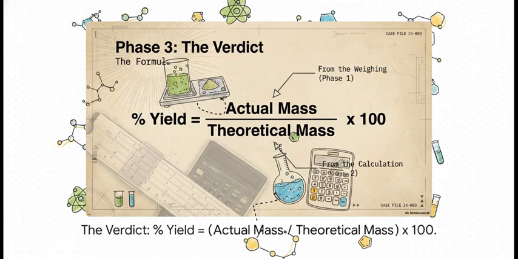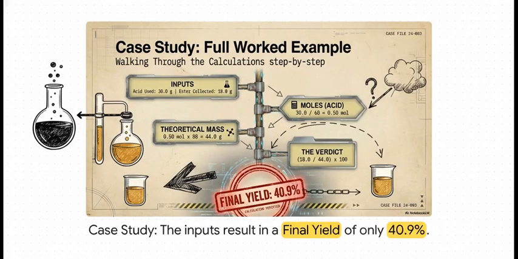All right. Phase 3, the verdict. Here it is, the formula that brings everything together. We take our actual mass from phase 1, divide it by the theoretical mass we calculated in phase 2, and multiply the whole thing by 100 to get our percentage. That's it. Let's walk through the whole case study.